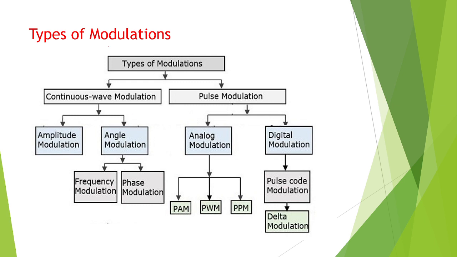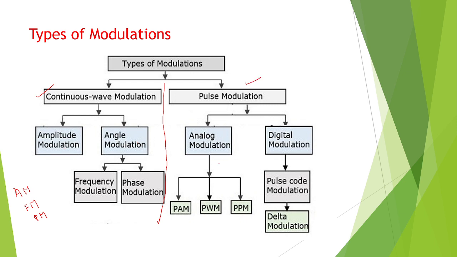Coming to the types of modulation, there are continuous wave modulations: amplitude modulation, and frequency and phase modulation, which are also named angle modulations. These are continuous wave modulations: amplitude modulation, frequency modulation, and phase modulation.